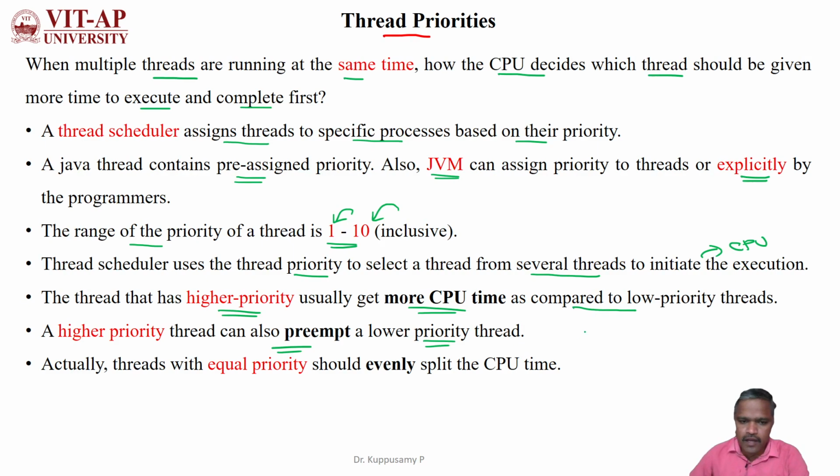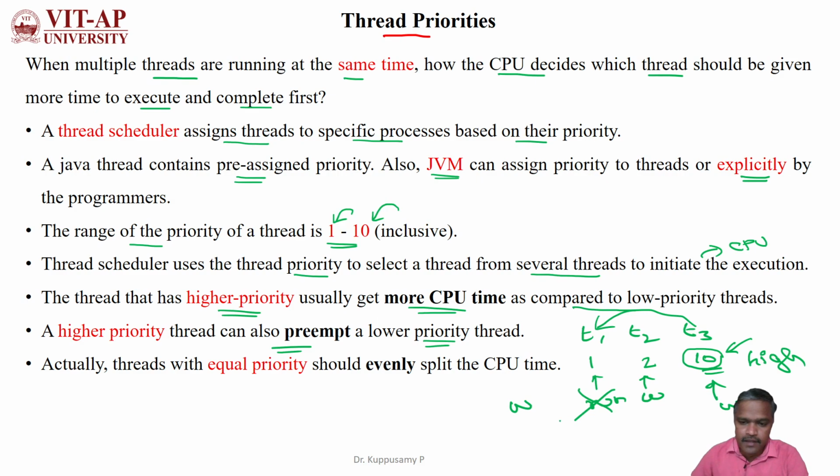Assume that we have three threads, T1, T2, T3. T1 has priority 1, T2 has priority 2, T3 has priority 10. Assume that currently T1 is running and T2 is waiting in the queue, and T3 is coming into the picture in the waiting queue. Here it will check the priority. If T3 has 10 as its priority, which is the high priority, then it will put T1 into the waiting state.